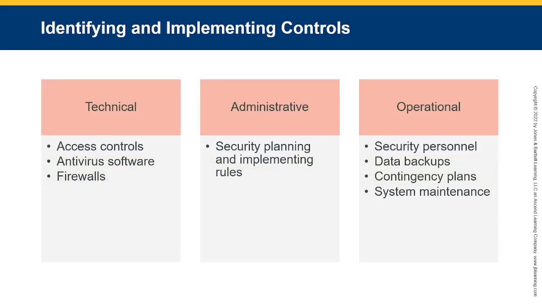In identifying and implementing controls, you have technical controls like access controls, antivirus software, and firewalls. In administrative, you have security planning and implementing rules. In operational, you have security personnel, data backup, contingency plan, and system maintenance.